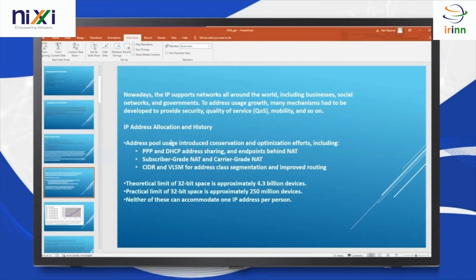Segmentation and improved routing. Theoretically, the limit of the 32-bit address space is approximately 4.3 billion devices, but the practical limit of the 32-bit address space is approximately 250 million devices only. Neither of these can accommodate one IP address per person, right? So IPv4 will not complete our requirement, or is not able to work with the solution we require.